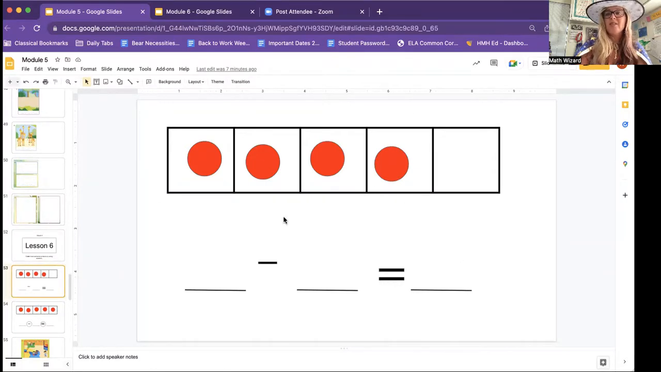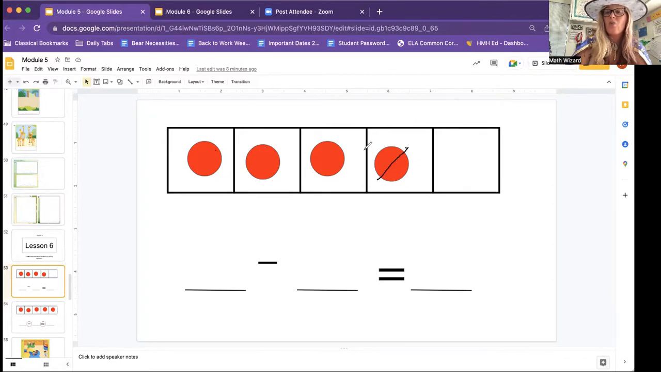So I have this is called a 5 frame. And I have some red circles in here. So here we go. I have 4 red Skittles. And I wanted to share some with my friend. So I gave my friend 3 red Skittles. How many do I have now? So I'm going to cross off. How many did I give? I have 4 to start. 1, 2, 3, 4. 4 red Skittles.